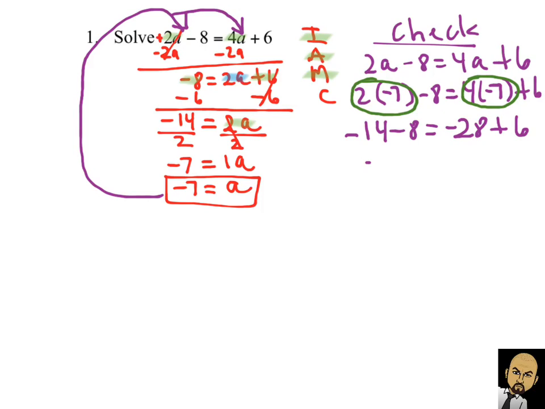And then you simplify each side, you use war and peace, and you end up with negative 22 equals negative 22. And because this is a true statement, that means that our solution of a equals negative 7 is correct.